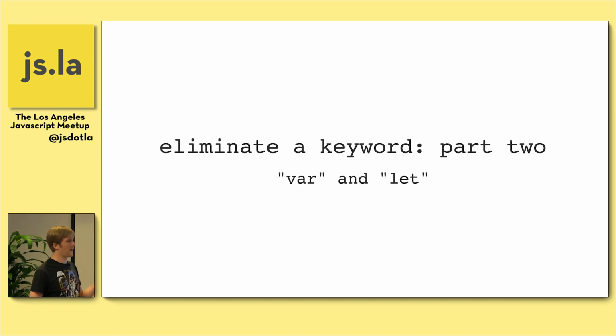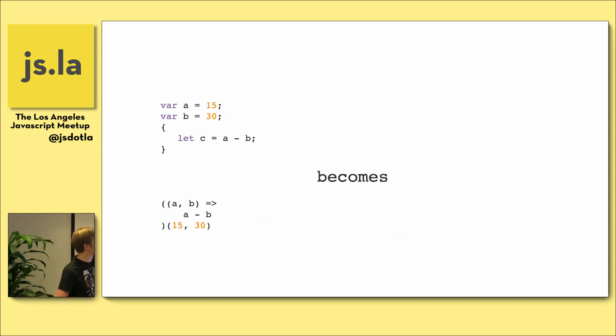There's a technique where anytime you are declaring a variable, you can just wrap the whole thing in a function, and that is its own scope. So anytime you'd have var a equals 15, var b, let c, you can just have an anonymous function with 2 parameters, a and b. Those are accessible, and then you pass 15 and 30. You're following me? We're all on the same page.